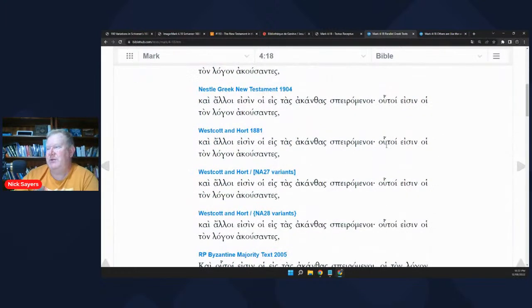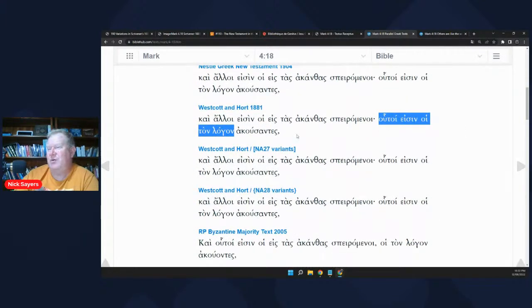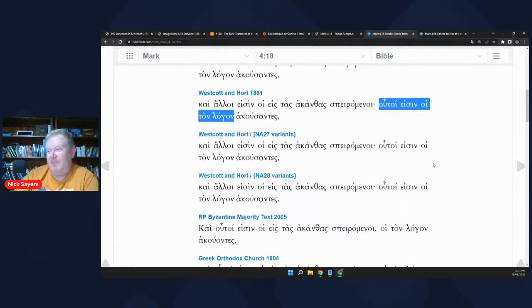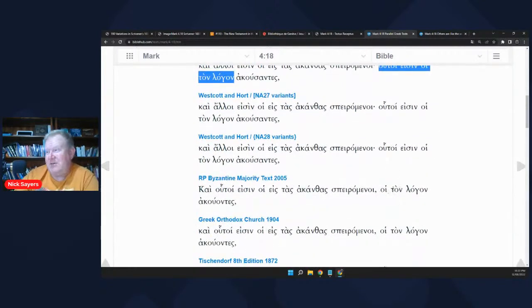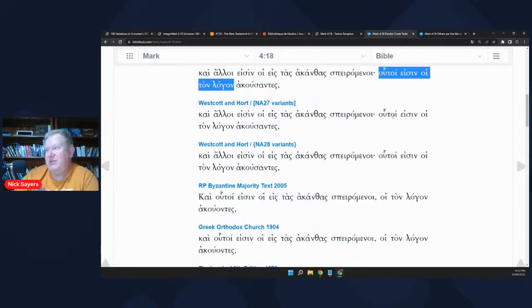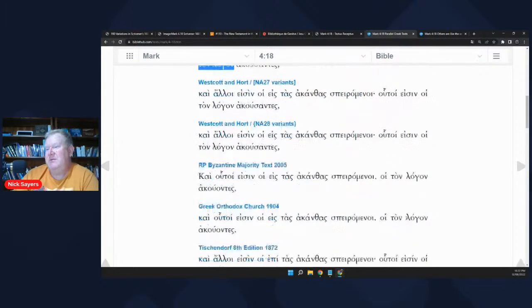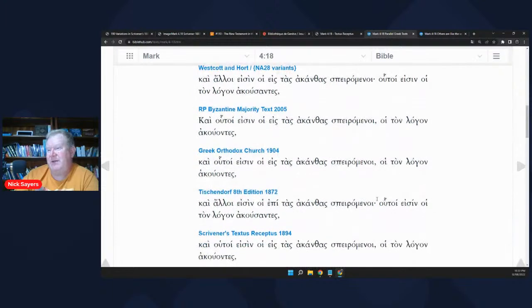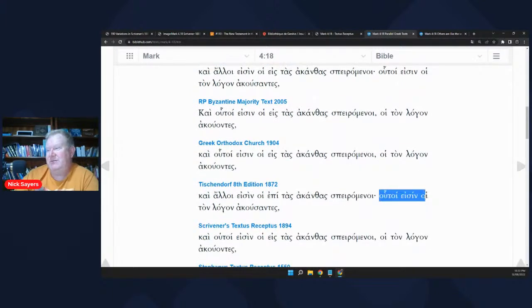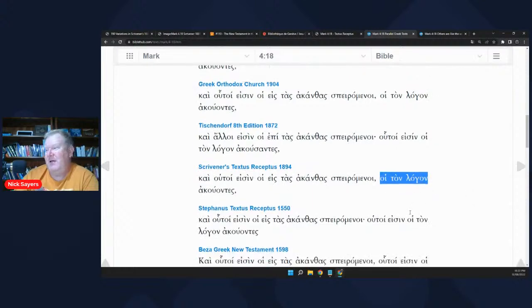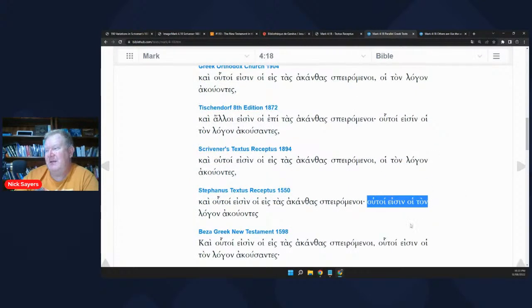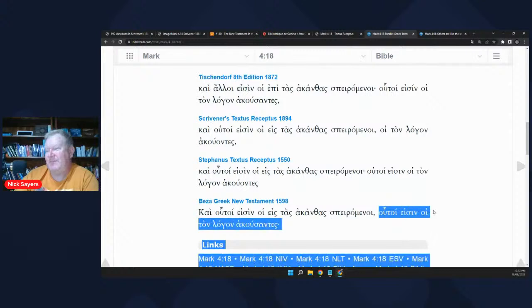So we can see the text of Westcott and Hort has "oti esin eton logon", and so it has the words in there exactly like the TR. It's dropped out of the majority text, which is interesting, and the Greek Orthodox text, but it's in Tischendorf's, and Scrivener drops it out, but Stephanus has it, and Theodore Beza has it.